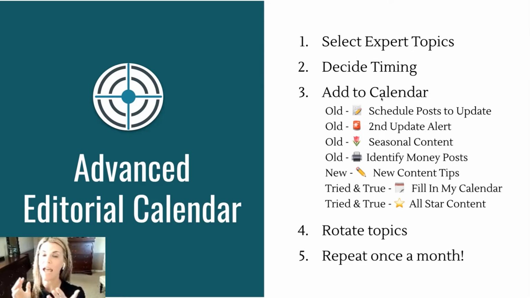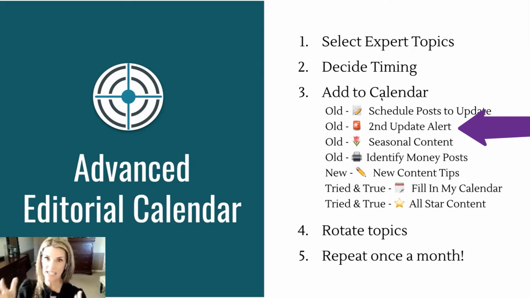So as far as old content goes, you have the schedule post to update portal page, which should be definitely your go-to. And then I've also created with Holly the second update alert page. Now that page, we're still kind of beta testing that, but the idea is that once you've updated it once from the schedule post to update, it will then be triggered into the second update. What we're trying to do is help you make those decisions and kind of alert you to that.